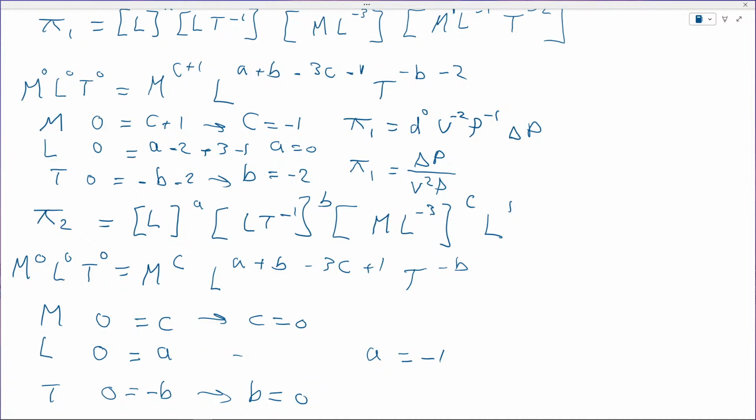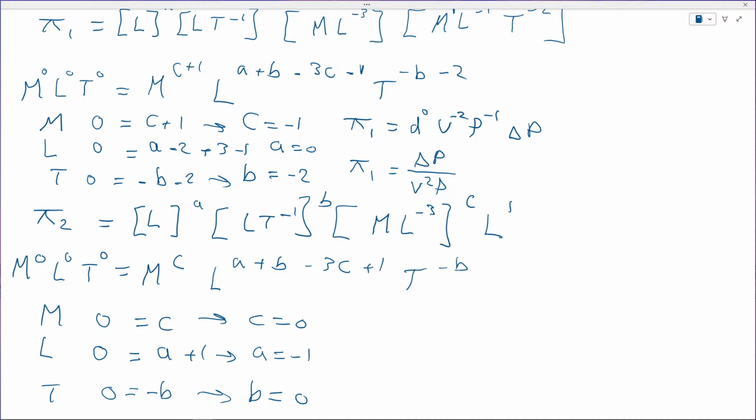Let me just delete this. So that's A plus this is 0, this is 0, A plus 1. So here I got A is equal to minus 1. And that's it.